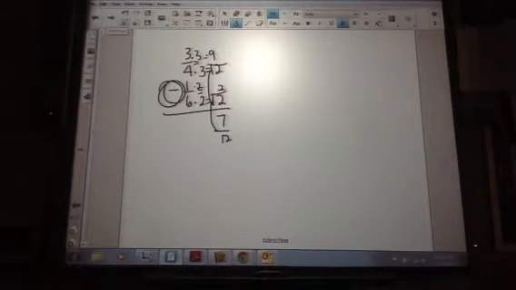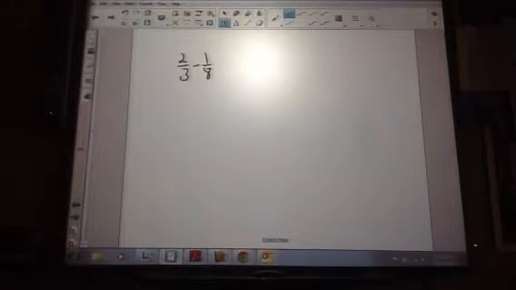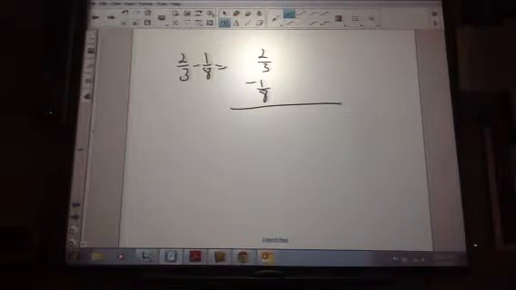Let's try one more subtraction problem. 2/3 minus 1/8. Again, this is written horizontally, so I immediately write it vertically so I can see everything easier. In this case, the best common denominator probably is 24, which is just multiply them together.